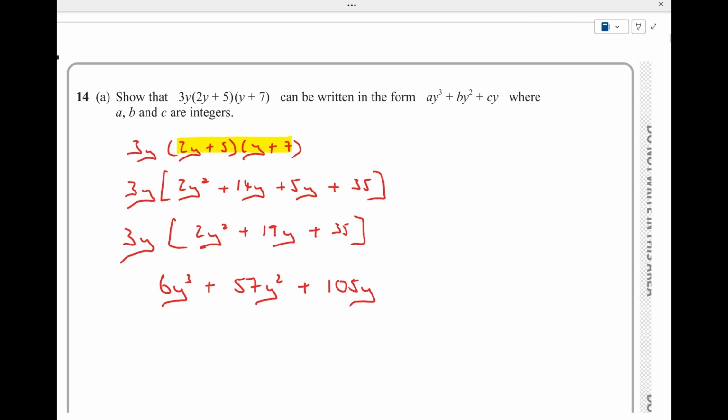Let's just check the question. Show that this can be written in the form something y cubed plus something y squared plus something y, where the somethings are integers. I've done it, haven't I? And that's 14a complete.